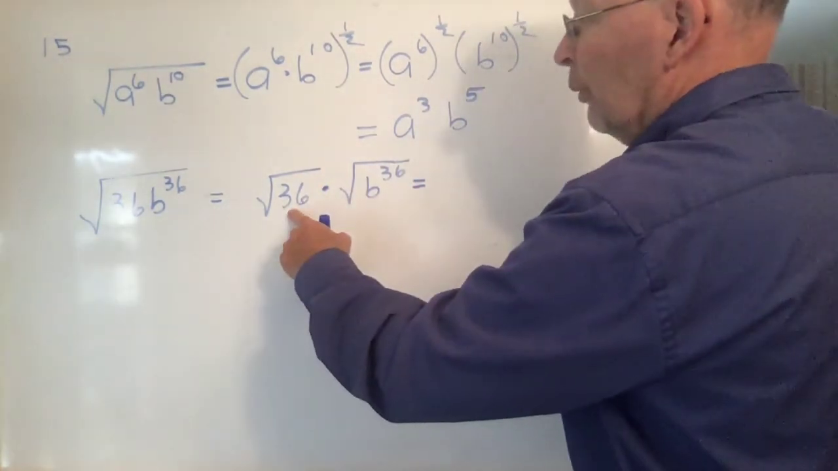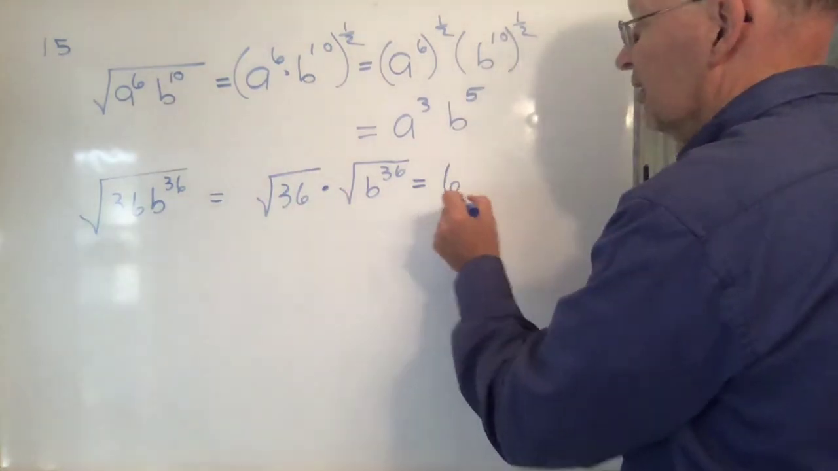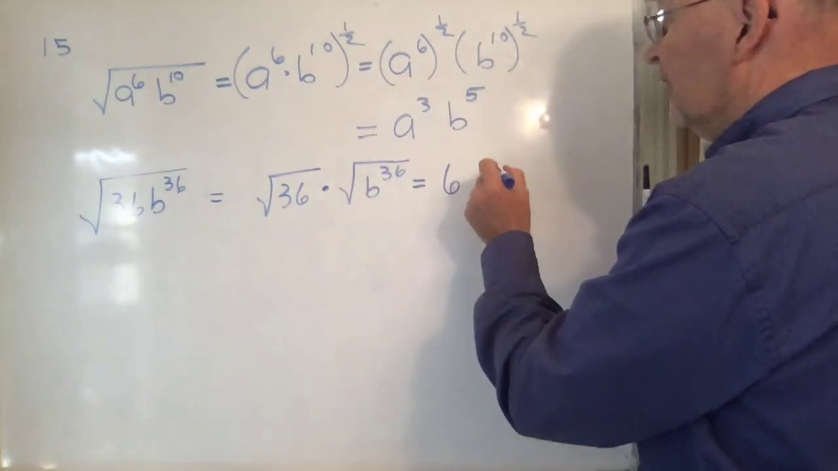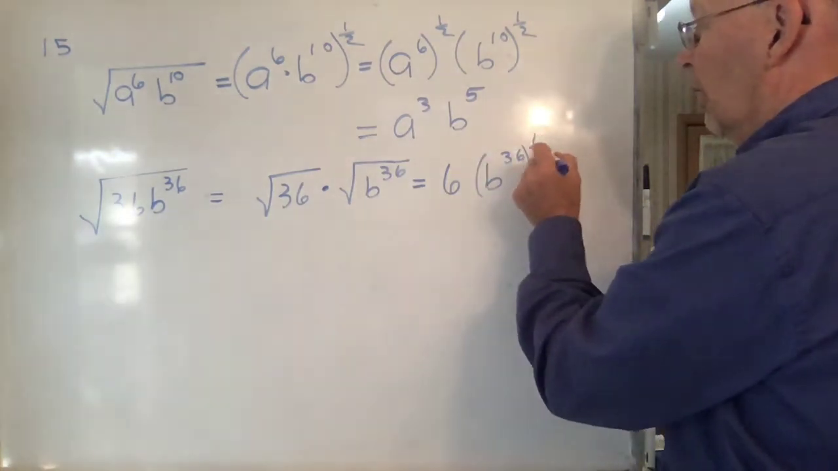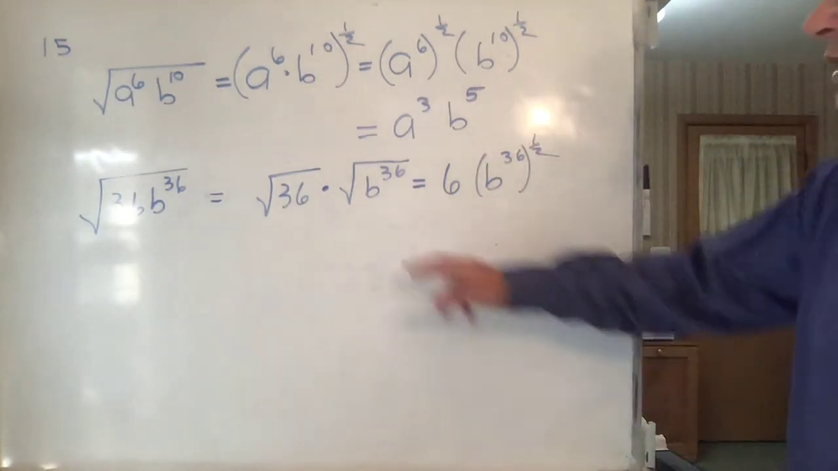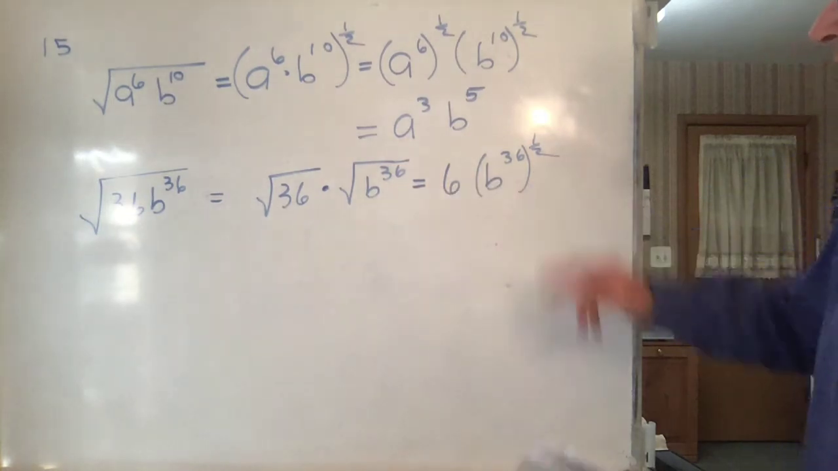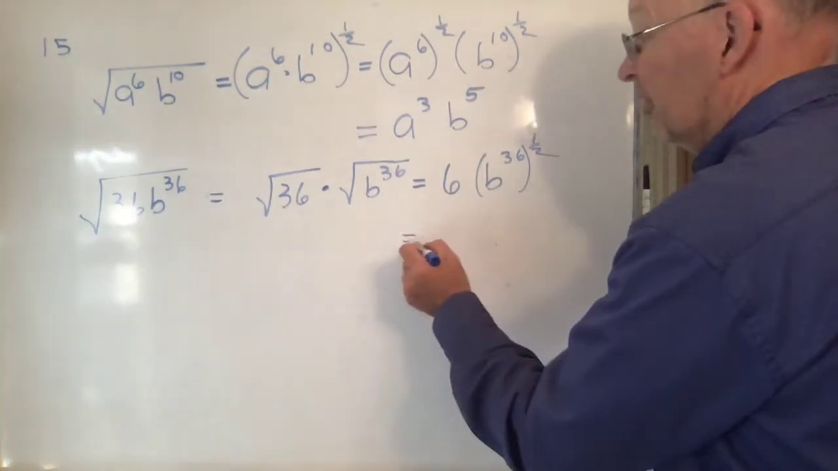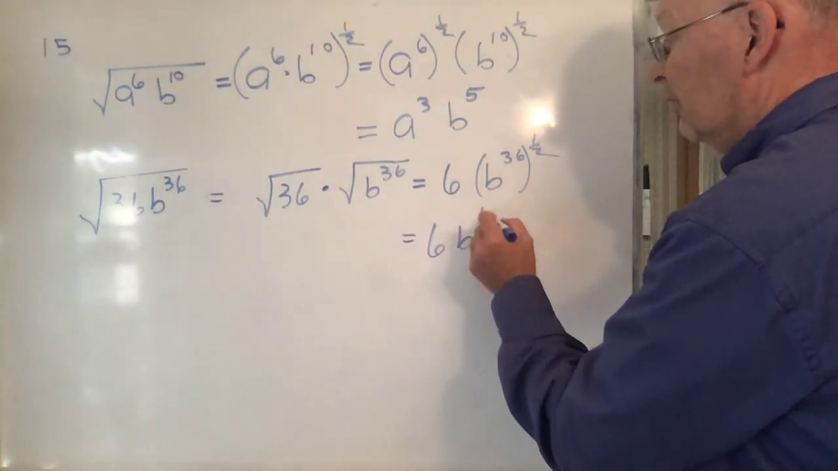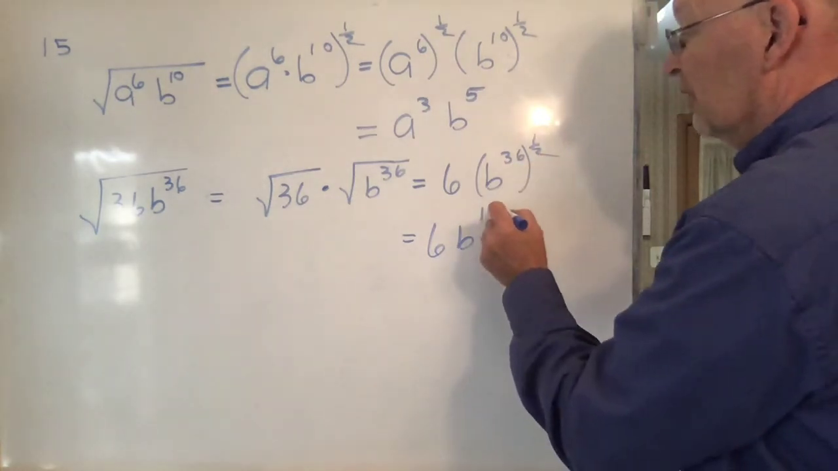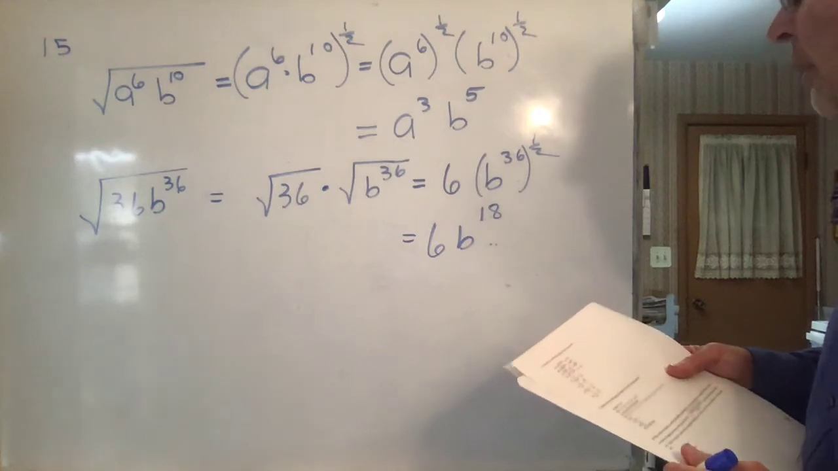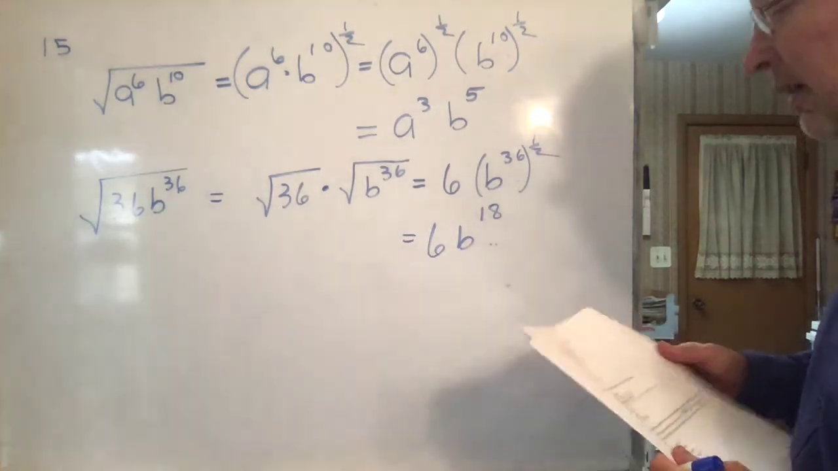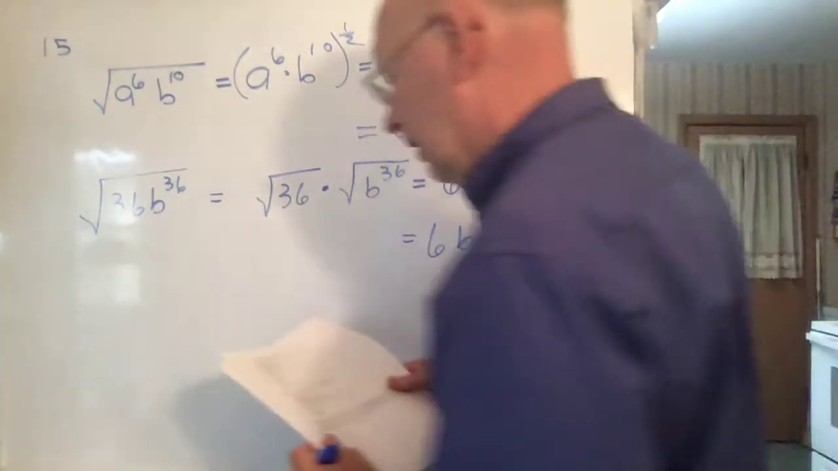So now the square root of 36 is 6. And here I can write this as b to the 36th, all to the 1/2 power, because when you take the square root of anything, you're taking it to the 1/2 power. So that's going to be 6 times b to the 36 over 2, which is 18. So it's going to be 6b to the 18th. That one looks good.